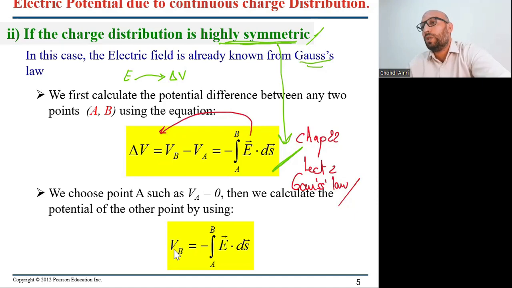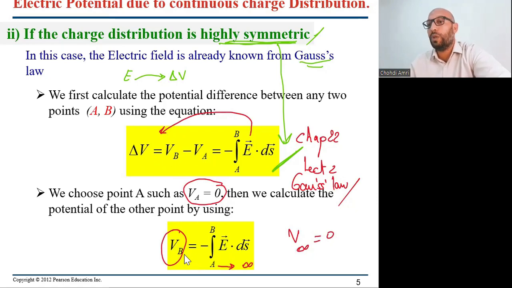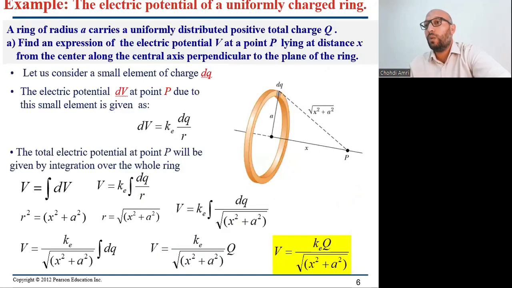Starting from the electric field, we can get the electric potential. If we want to calculate the electric potential at a specific point, in this case we will take the electric potential at the point A to be 0. That means the point A will be located at infinity, because V at infinity equals 0. And in this case, we can determine the electric potential at the point B, not the difference between A and B. When we take A at infinity, we can get the electric potential at the point B. Okay, we are done. We will take some examples and then move to the electric potential due to the conductor.